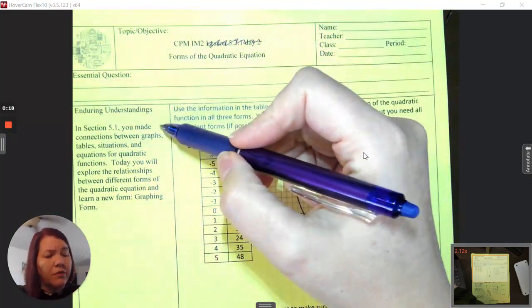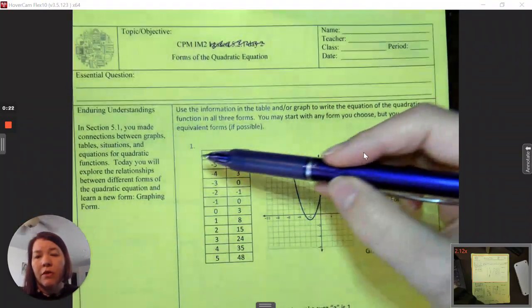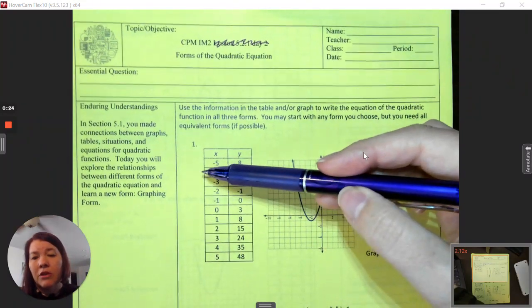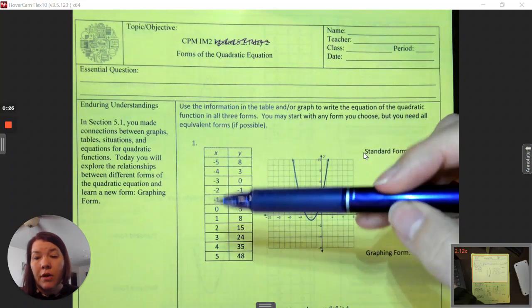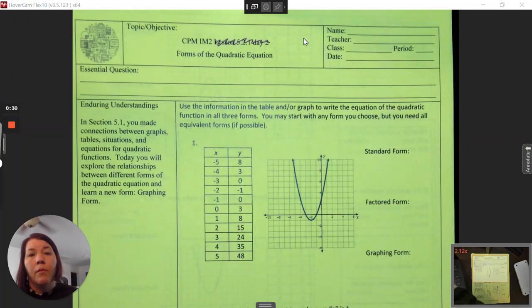In section 5.1, we made connections between graphs, tables, and situations and equations for quadratic functions. Today, we're going to explore the relationships between the different forms of quadratic equations and learn a new form known as graphing form. So let's see what that means and what's going on.